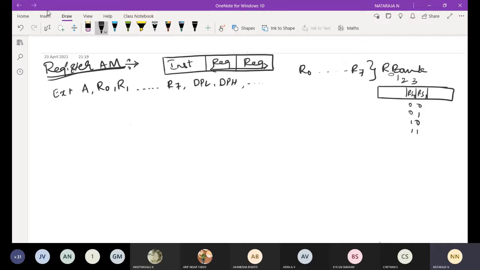Next, the advantage of register addressing mode is that the instruction length is very small. It is a single byte instruction. That is why I specify A, R0, R1 up to R7, DPL and DPH. I have told you it's a single byte, or we can call it 8-bit data that we are going to transmit. That is the advantage of register addressing mode.